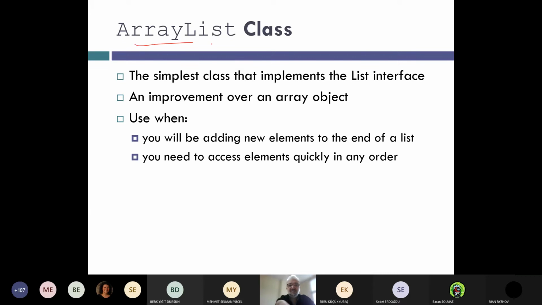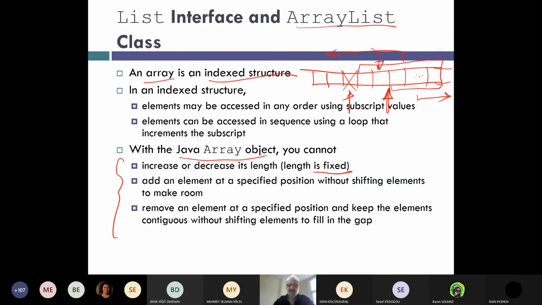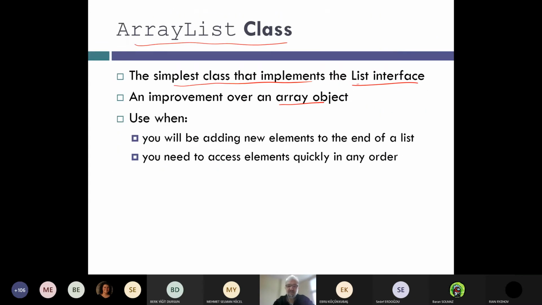As I said, the ArrayList class is the simplest class that implements the List interface. It improves the array and gets rid of the fixed size limitation. In an ArrayList, when you add a new element, you can always add one, and there is no limitation of the capacity. Capacity is increased when you add new elements.